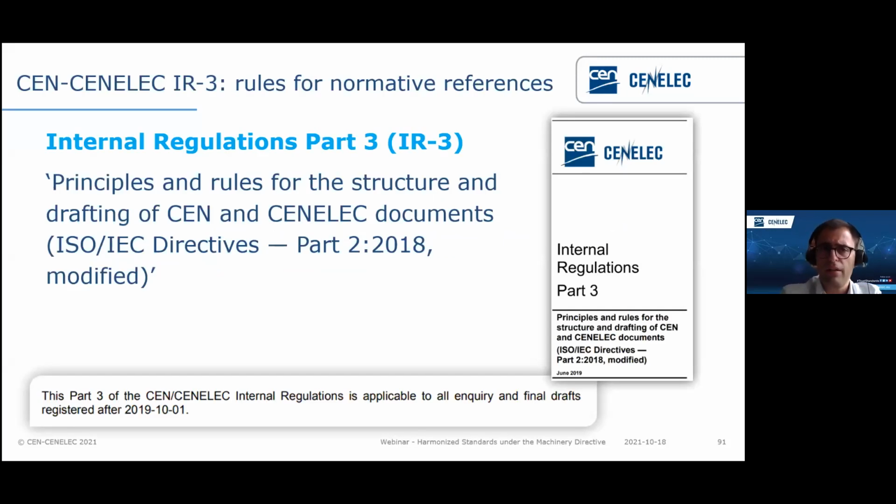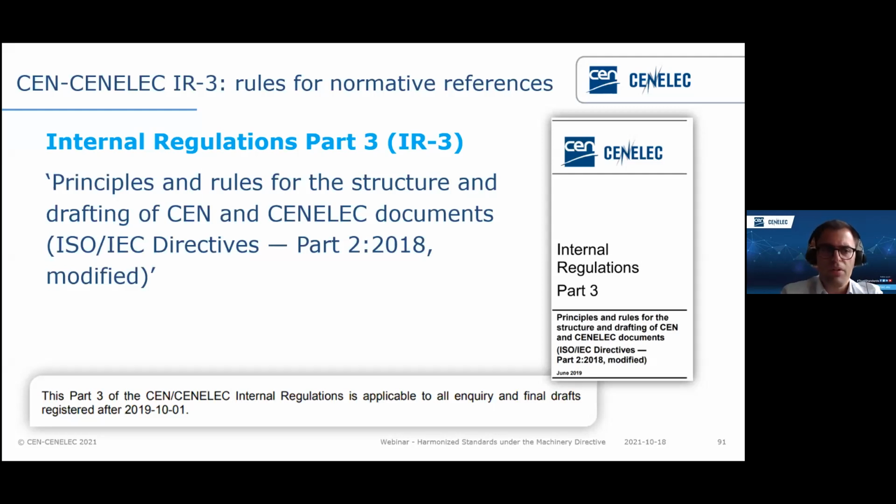The CEN-CENELEC internal regulations part 3 provides general rules for the drafting of CEN and CENELEC documents, and therefore it also includes particular rules for the use of normative references. So the IR3 is available on the CEN and CENELEC BOSS websites. The latest version we have is from June 2019, and we are currently preparing a revision of the IR3. If you have doubts, of course, you should download this document in order to better understand the drafting rules.